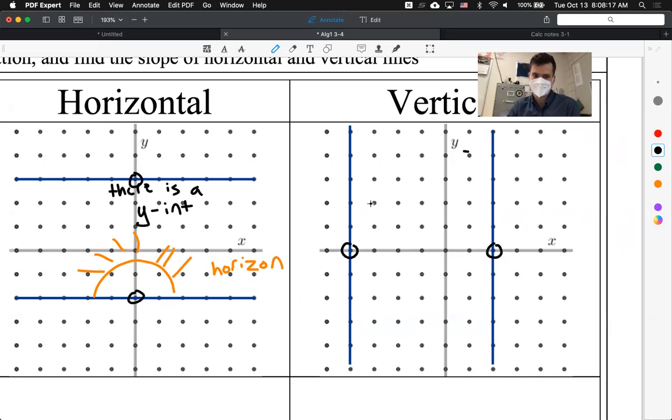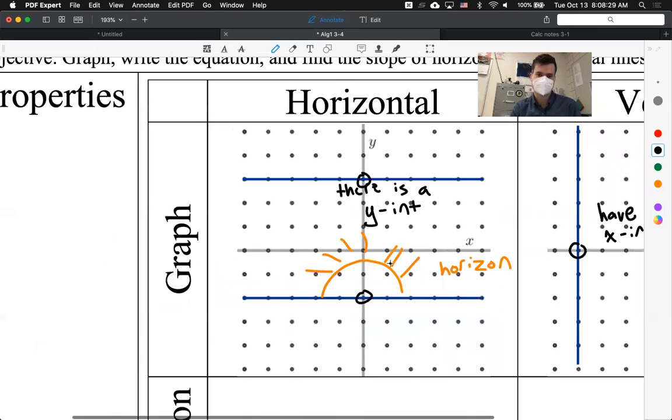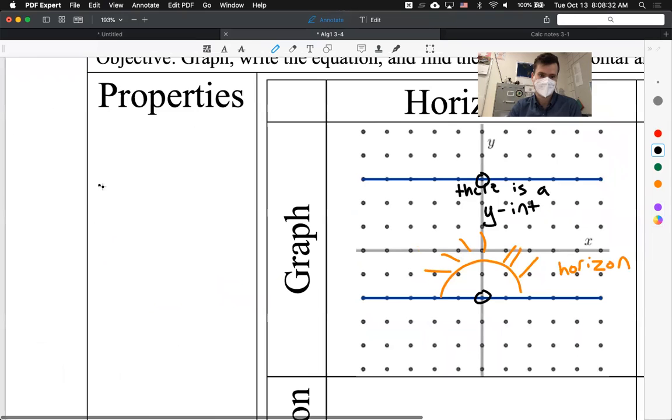We'll say that these have x-intercepts. Again, I always abbreviate intercepts with int. So if you don't like that, you can leave yourself a note that int is the same thing as intercept.